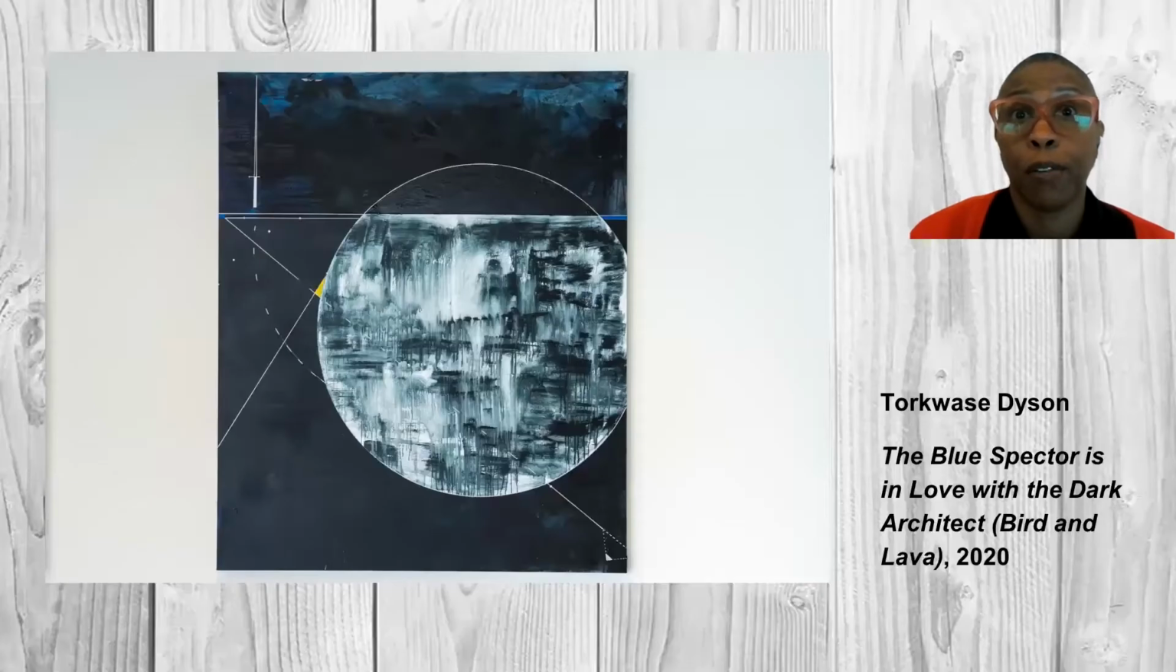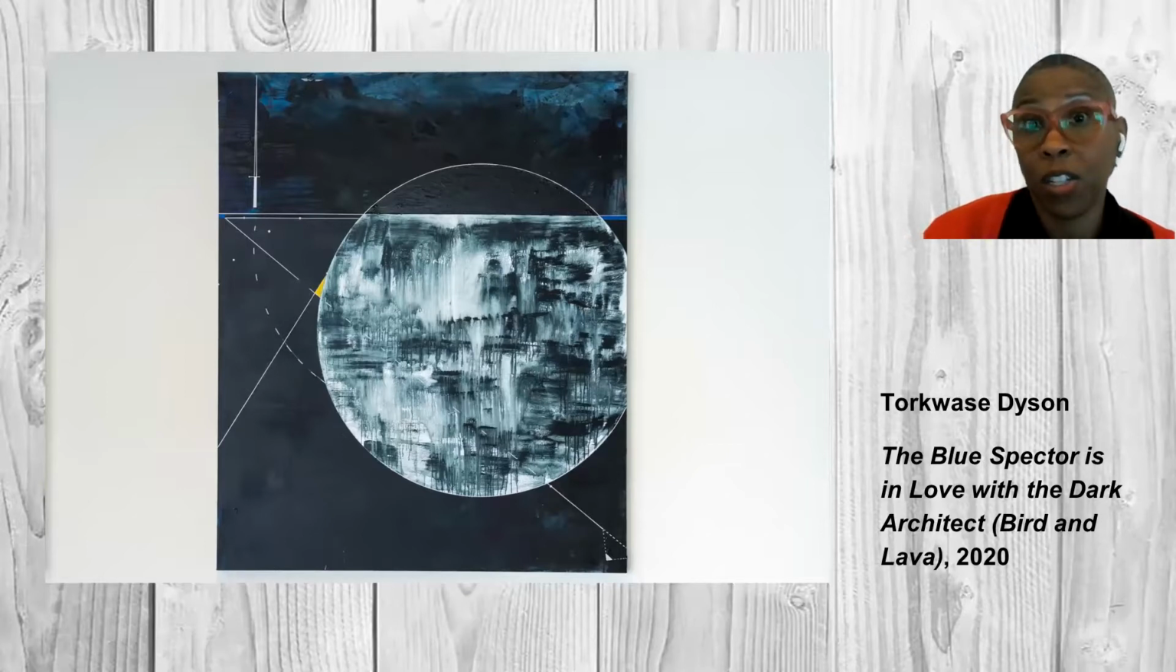Another example of implied texture is the work of Takorsi Dyson. In one of her paintings, The Blue Specter Is in Love with the Dark Architect, otherwise known as Bird in Lava, this is an example of implied texture. What would you use to describe what the texture would feel like? I thought about the words rough or gritty. But in reality, if we could touch it, the painting would probably feel smooth.